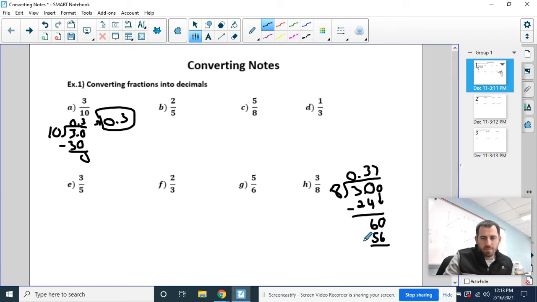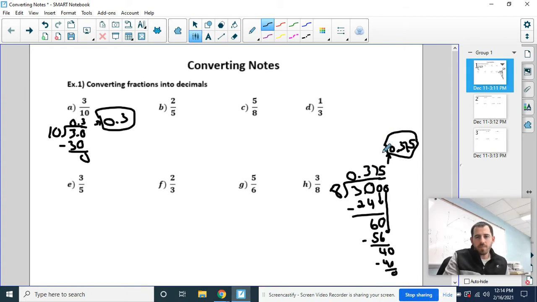Okay, subtract, we get a 4. We bring down a 0 again. And then 8 goes into 45 times. Okay, and then one more time, multiply, subtract. And that's our answer. We get a 0. Okay, so this one is 0.375. If you ever get past 3 decimal places, that means you messed up. Okay, don't go past 3 decimal places. That's my answer.